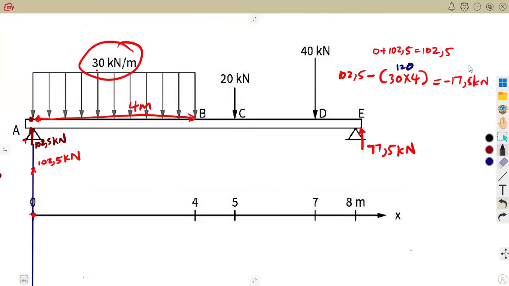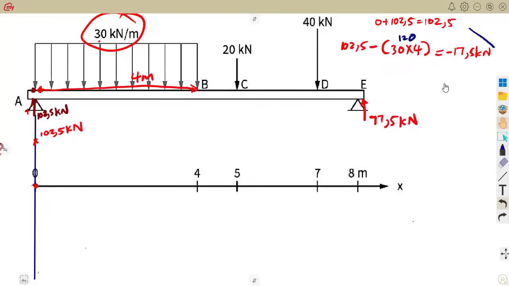Remember, a distributed load, if you are representing this on a shear force diagram, it's going to be a slanted line. So it was going to be a slanted line to negative 17.5. Let's just say negative 17.5 kilonewton, according to your scale, is somewhere there. I'm not going to have a proper scale. You were simply going to join from this point to this point like this.